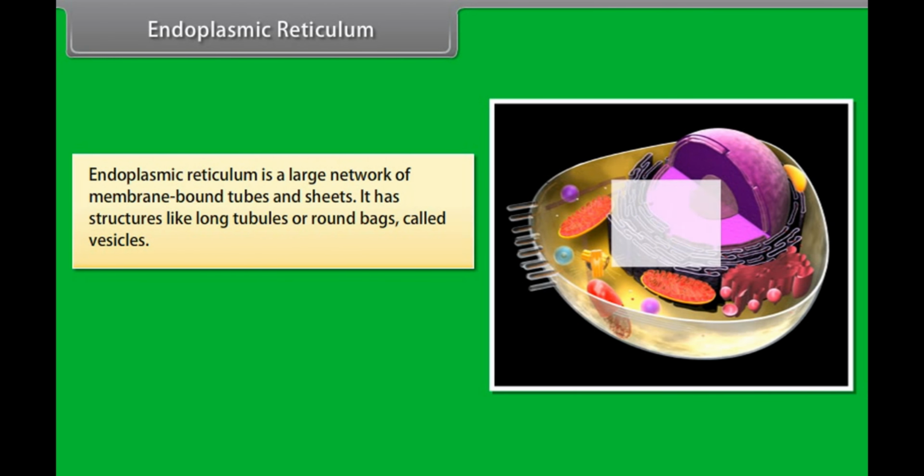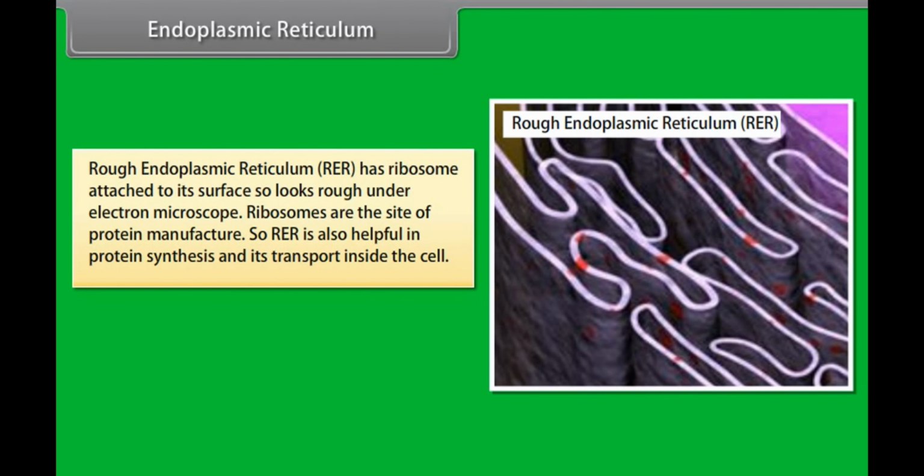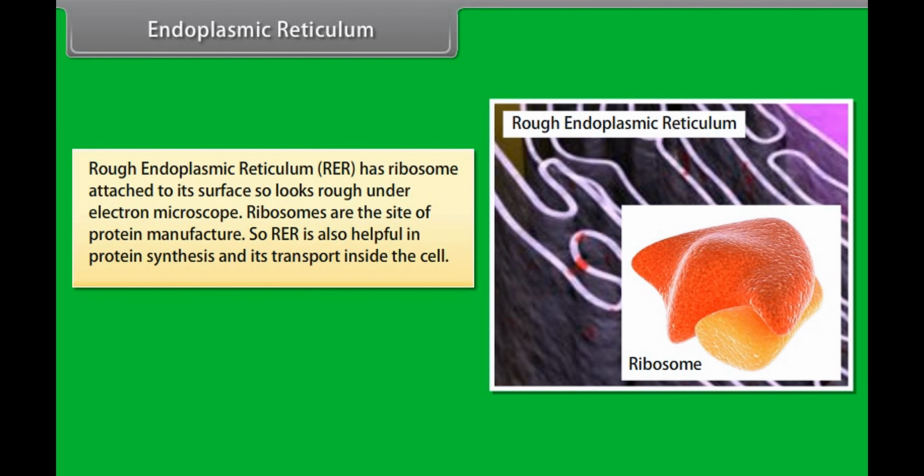Endoplasmic reticulum. Endoplasmic reticulum is a large network of membrane-bound tubes and sheets. It has structures like long tubules or round bags called vesicles. On the basis of presence of ribosome, they are of two types: rough endoplasmic reticulum, RER, and smooth endoplasmic reticulum, SER. Rough endoplasmic reticulum, RER, has ribosome attached to its surface, so looks rough under electron microscope.